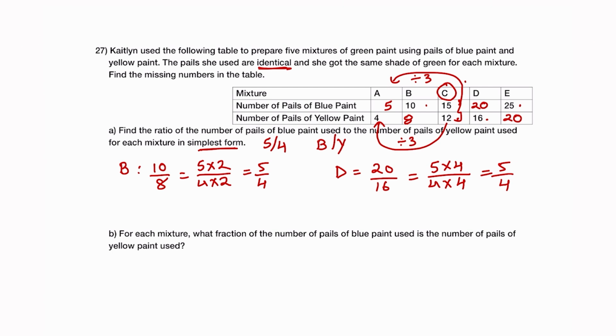For each mixture, what fraction of the number of pails of blue paint used is the number of pails of yellow paint used? So for this, we will do yellow upon blue. That is basically 4 over 5. We take it from here easily, or even from here, because that's the simplest form for each of these ratios. And that means we're done.